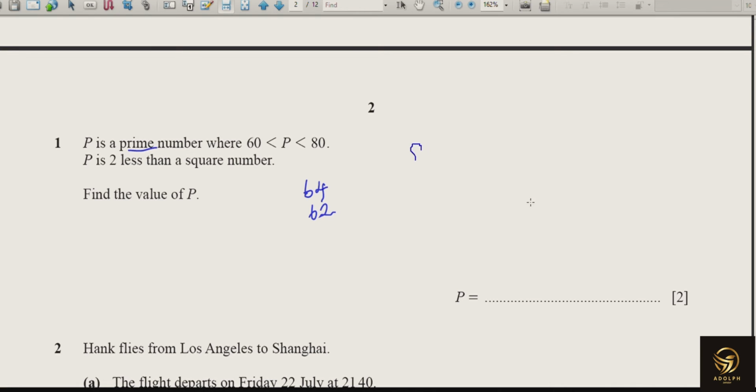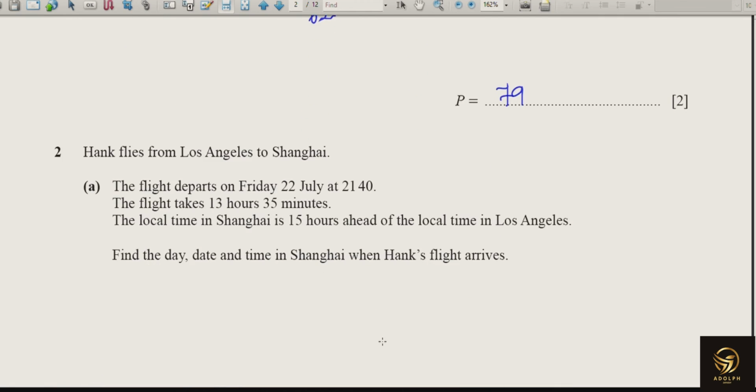We have actually 81 also, but you might think that it is going to be out of range, but still P is going to be in the range. When I'm reducing this by 2, it is 79, and 79 is a prime number, so my answer is 79. Let's go to the next question.